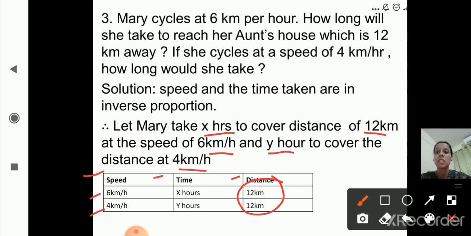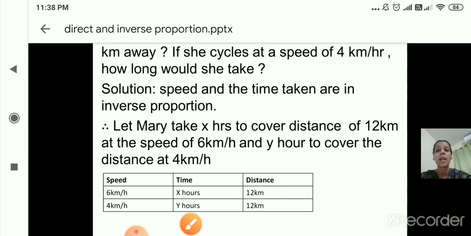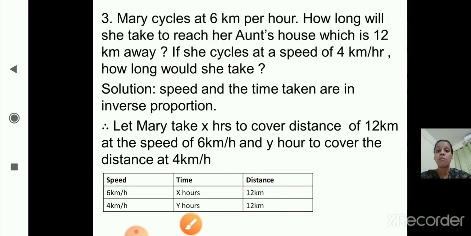So for 6 km we will consider the timing as X hours, and for 4 km we will consider the timing as Y hours. Okay, for both quantities you will not consider the same X and X, then you will get confused. You will consider one as X and the other quantity as Y. Okay. So in this question the speed and the time taken are in inverse proportion.